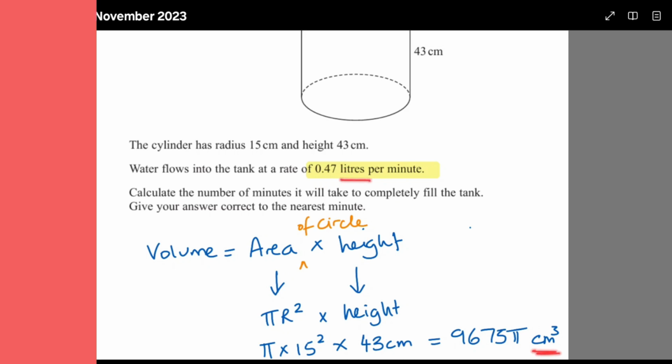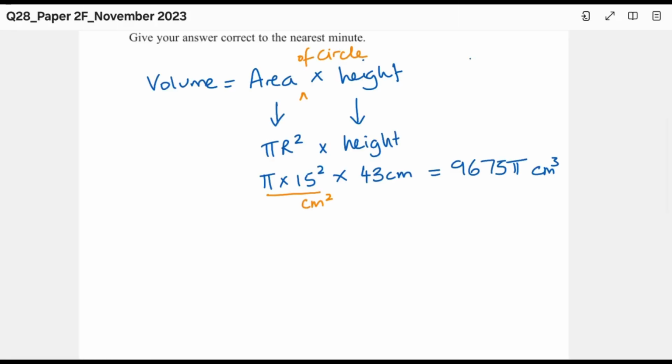So the next thing we need to do now is convert centimeter cubed to liters. Now, 1 centimeter cubed is the same as 1 milliliter. The reason we have two different units for volume is because volume can be solids or liquids.